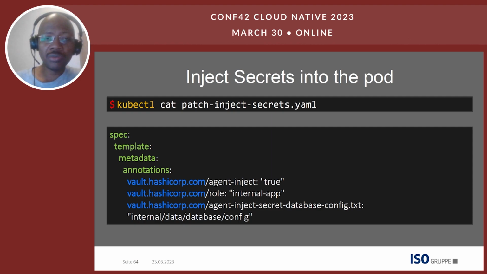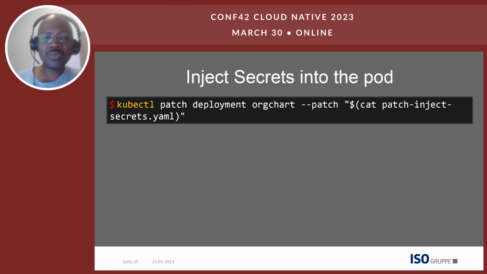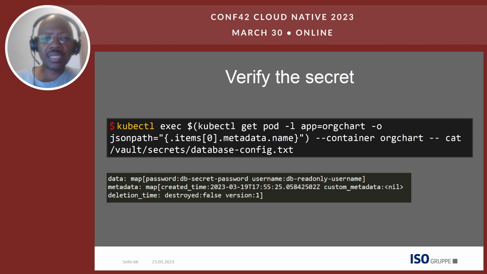Agent inject, through which role I'm using, internal-app, and then I give the path to the secret. I use kubectl patch to patch my previous deployment with this new manifest, and then I can verify that the secret can now be accessed.